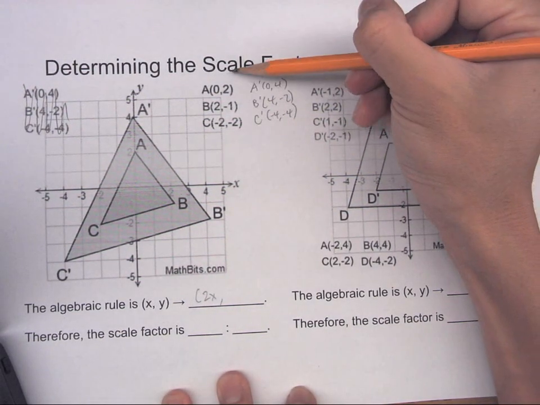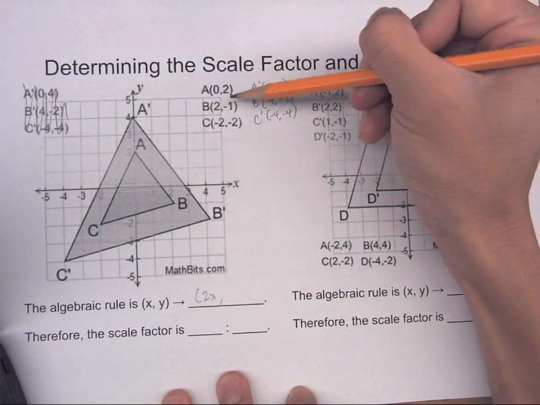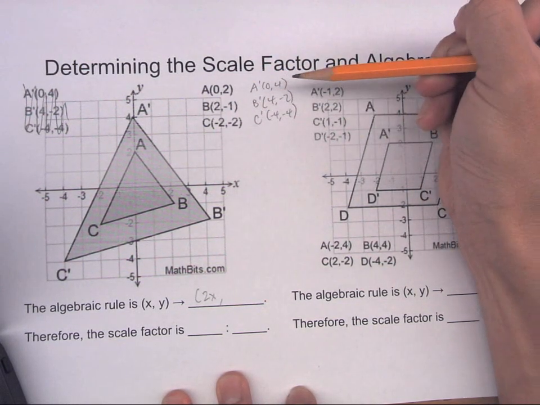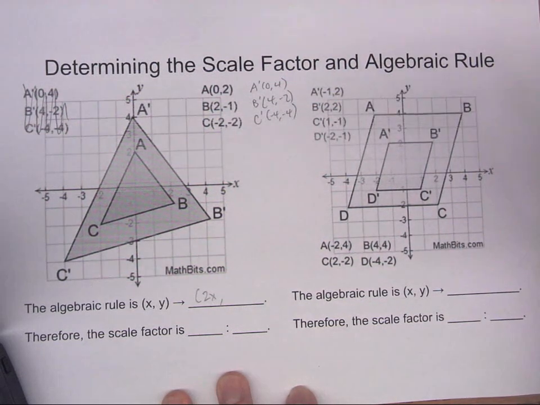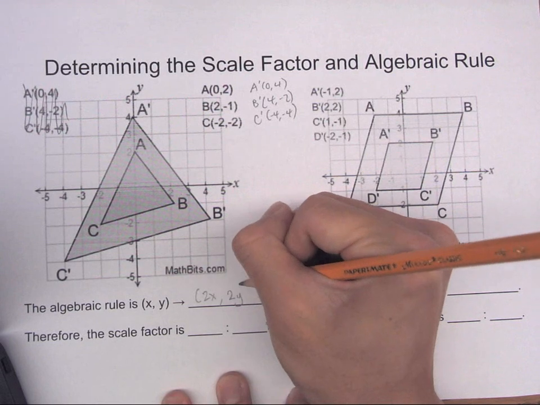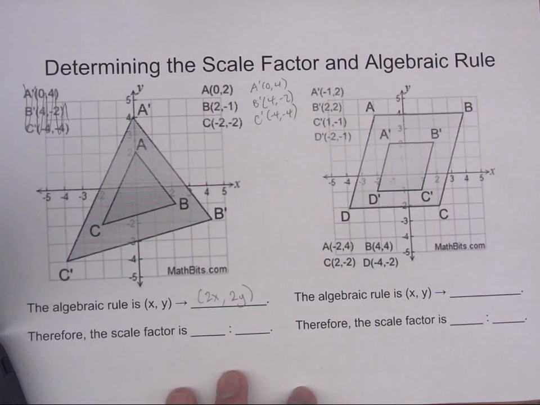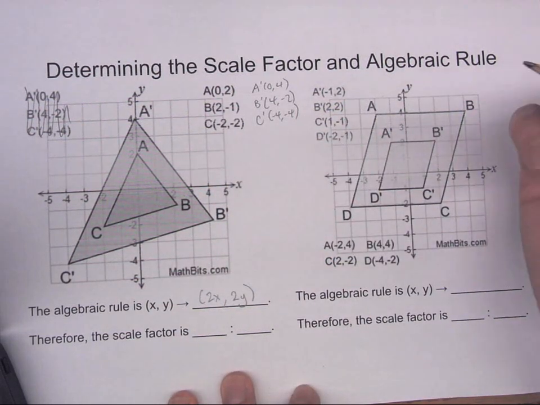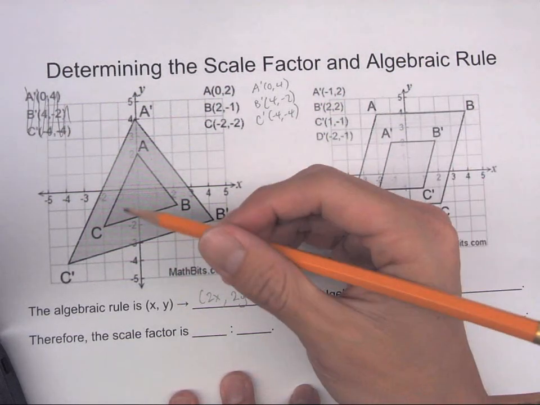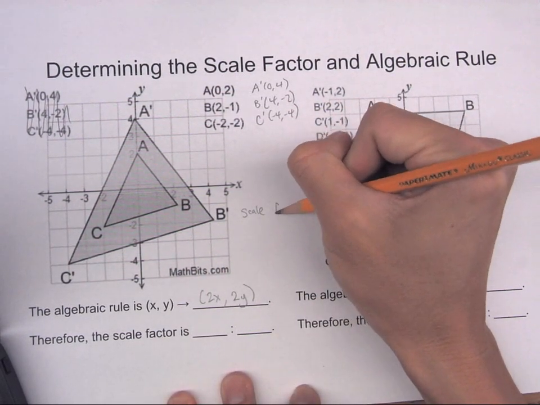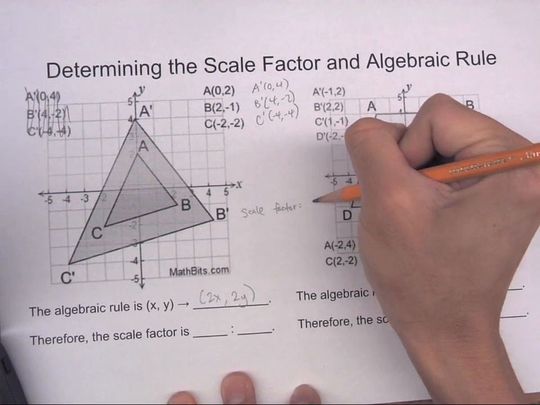Okay, so for the next part, we look at our y's. Our y's are also multiplied by 2. 2 times 2 is 4. Negative 1 times 2 is negative 2. Negative 2 times 2 is negative 4. So the algebraic rule for this is 2x, 2y. We're going from the smaller pre-image to the bigger image. So if you're going from small to big, the scale factor is going to be 2. I'm just going to write that there. Scale factor is going to be 2.